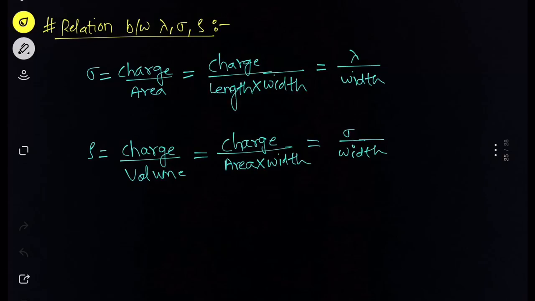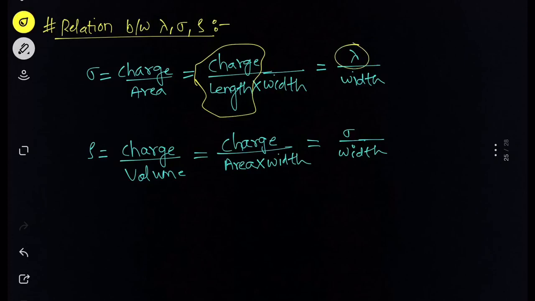So the next topic is the relation between lambda, sigma and rho. Can we write sigma and rho in terms of lambda? So here we have sigma as charge divided by area, and for a given element we can write area as length into width. This charge divided by length is our lambda. So we can write sigma as lambda divided by width. Similarly we can do rho. Rho can be written as charge divided by volume, and what is volume? Volume is area into width. So this charge divided by area would be our sigma. So we can also write rho as sigma divided by width.